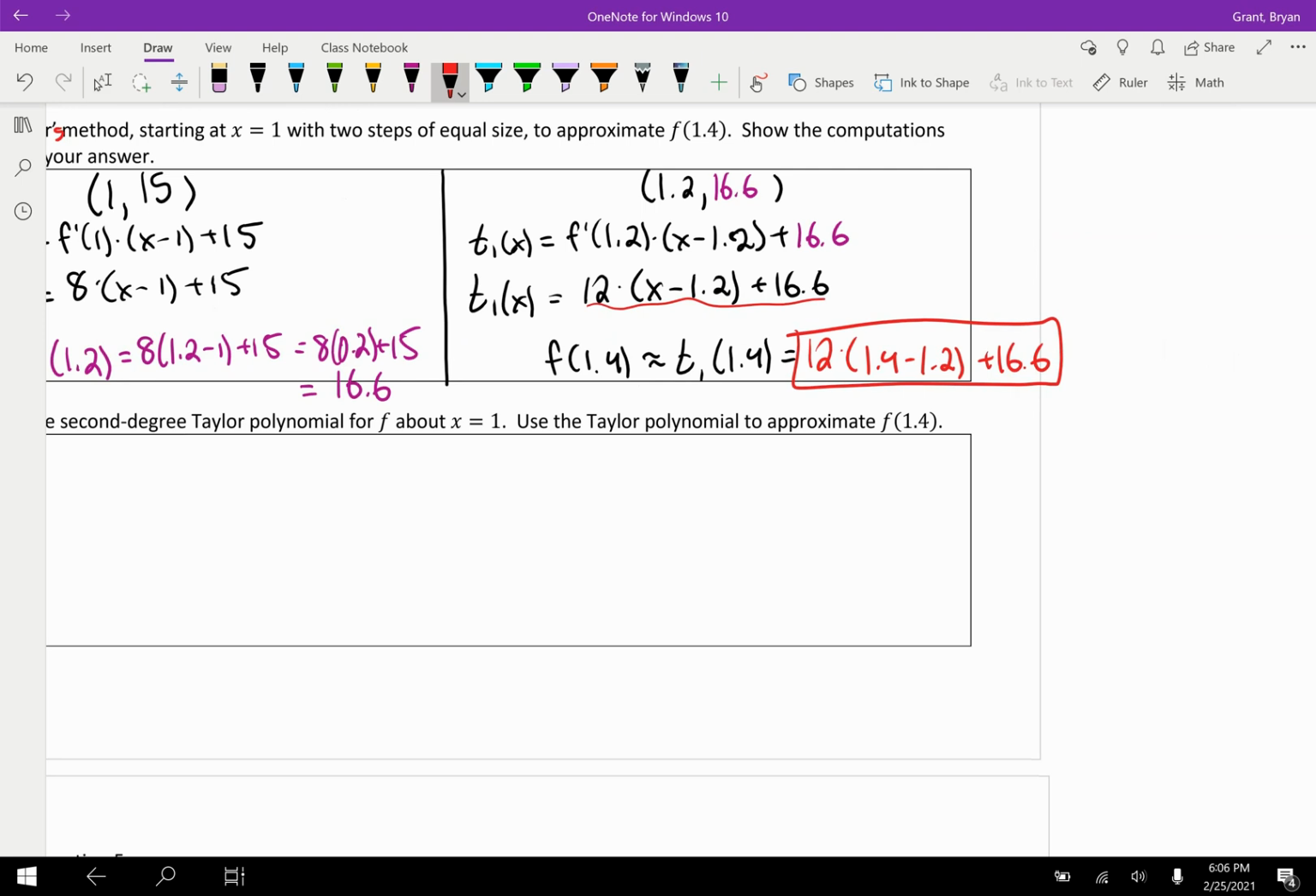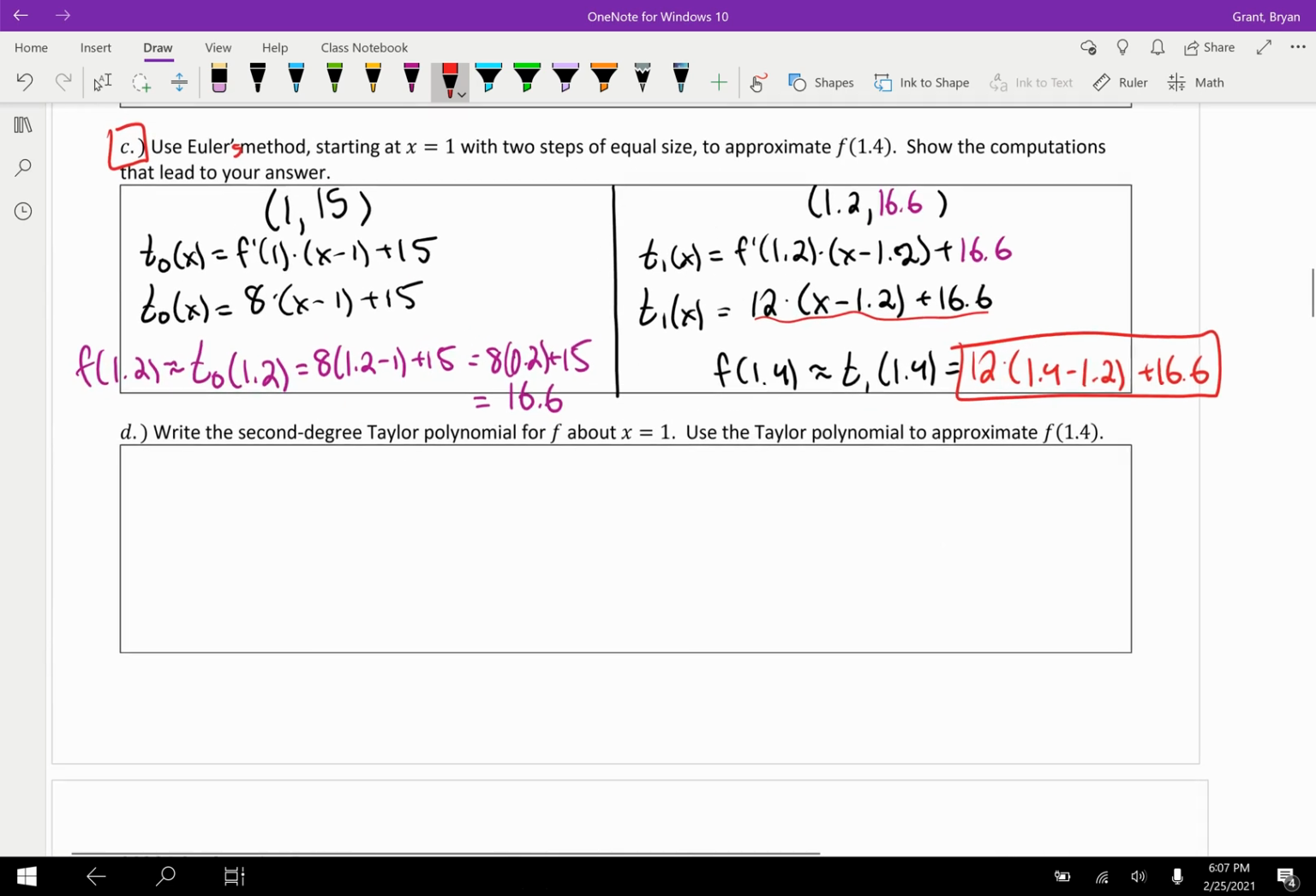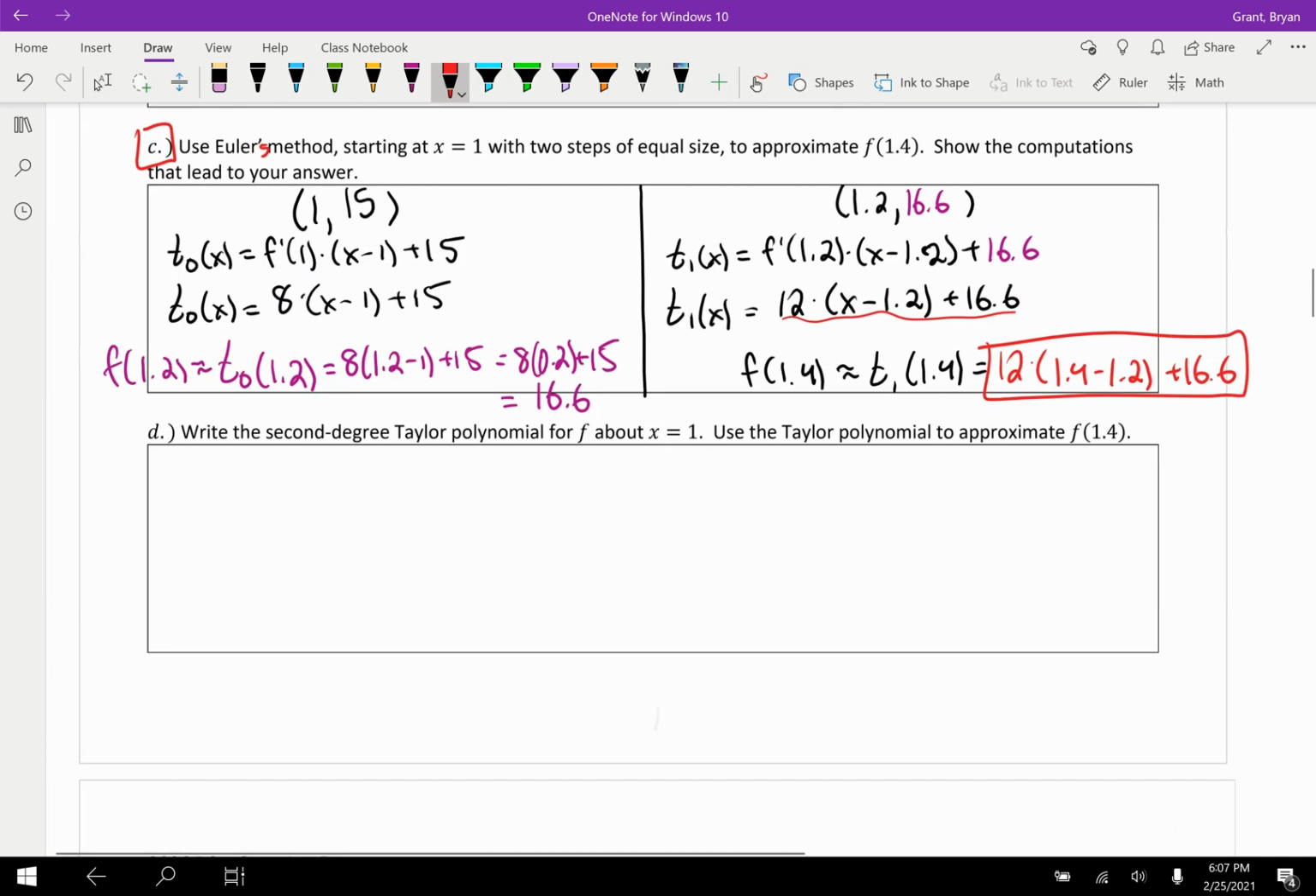Sure, you can simplify it if you have the time. 0.2, right, and go 2.4 and add that together. It actually comes out nicely, doesn't it? It comes out to be 19, I think. But in terms of efficiency and in terms of making sure you don't make an arithmetic mistake, just stop there. Now, I'm not going to do any more Euler's method problems.